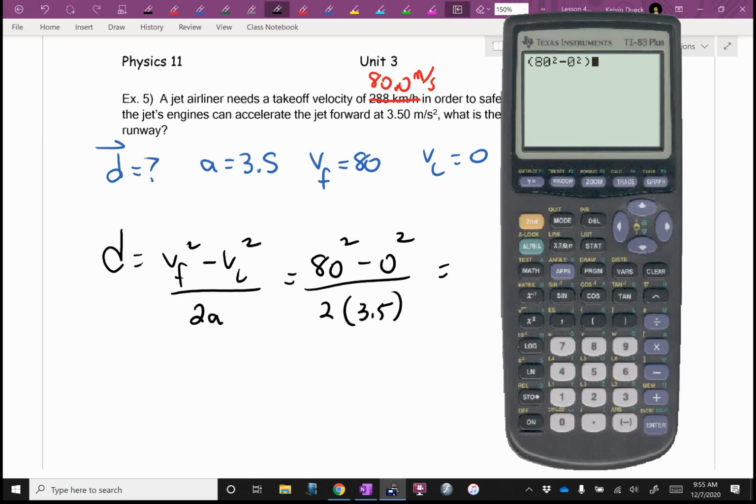These numbers are pretty accurate. I did some Googling and I looked at some jet airliners, and they typically need to be going about 250 to 300 meters per second to take off. It varies from model to model.